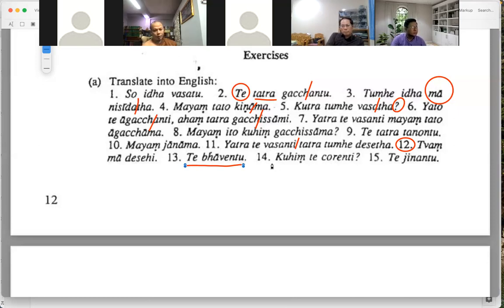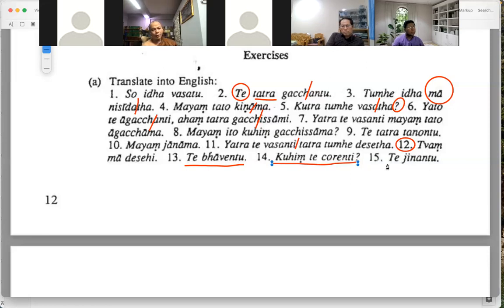And the 14th, so kuhendi jorendi. Jorendi also jore and the anti, and is present, third person, plural, they. So jore means still, they still, they jorendi. So kuhe means interrogative adverb for question. So where? Where do they still? Okay.